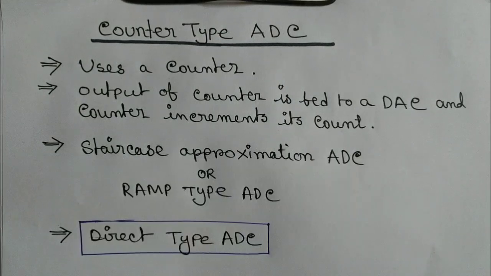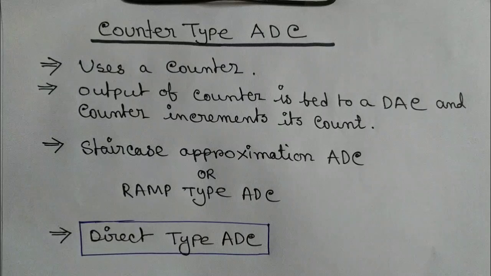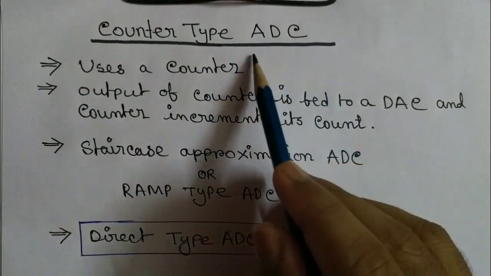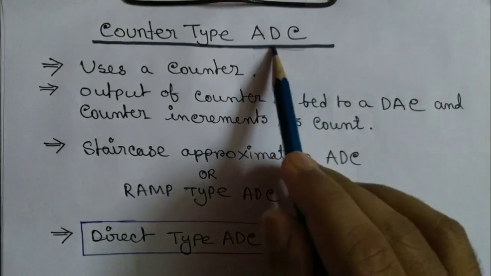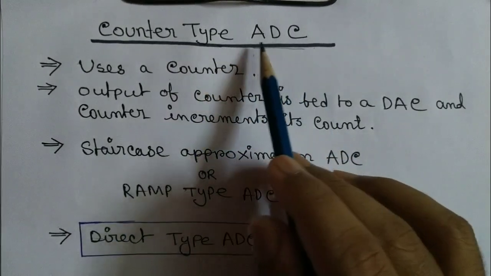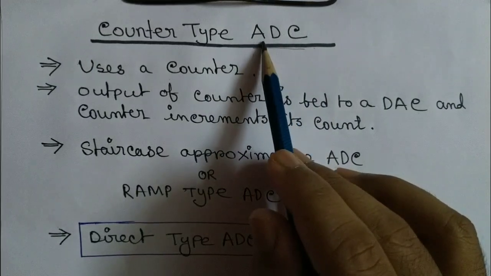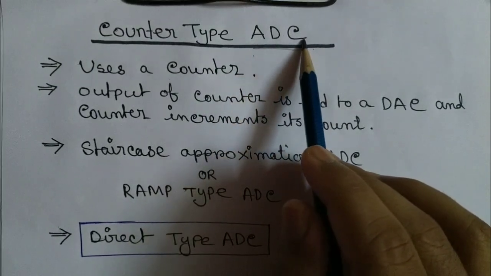Today we will cover counter type ADC. In the previous video we have covered converter basics, so if you have not seen, you can go and check it out. So come to the point, counter type ADC. This ADC means analog to digital converter. Counter type ADC converts the analog signal into digital signals.